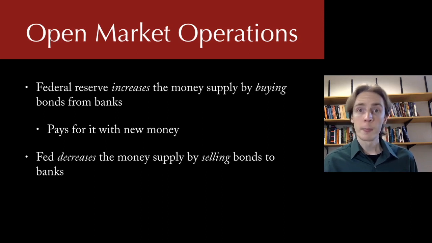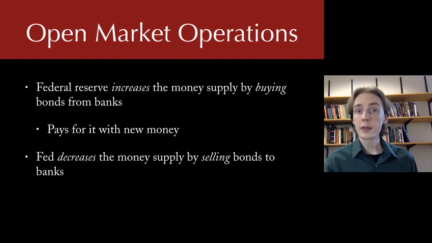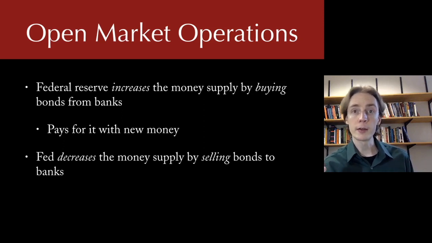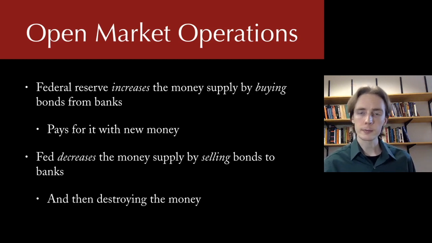And in reverse, the Fed is going to decrease the money supply, if it ever needs to, by selling bonds. It's going to sell these at the market rate. It's not forcing anybody to do anything. But whatever the going rate for bonds is, it's going to sell some, and banks are going to be willing to pay some price for those bonds. And the Fed is then going to destroy that money, or at least sequester it. And that's how the money supply decreases.